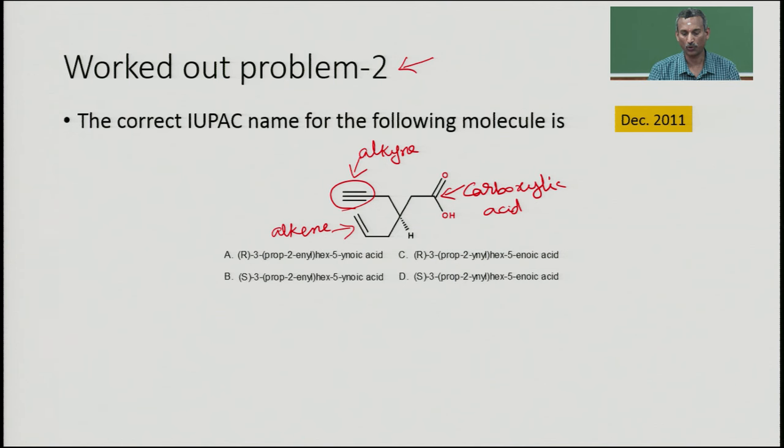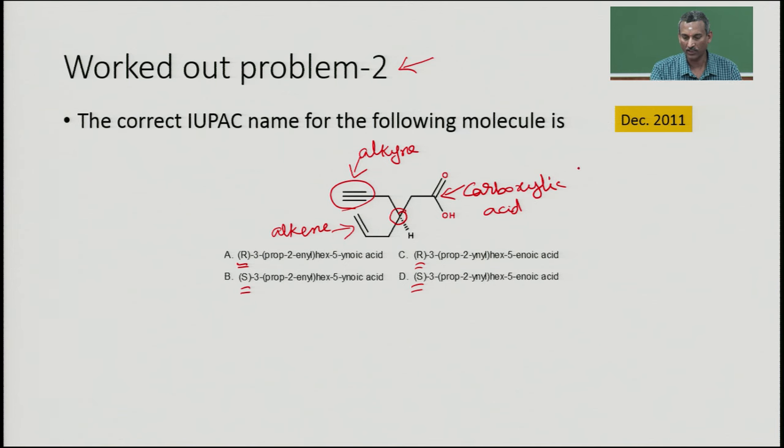So, when we are going to name this compound, we have to include all the functional groups in this particular one. So, let us look at what are the different names given here. And of course, there is a chiral center in this particular molecule. So, we also need to assign whether it is a R isomer or an S isomer. So, if you look at the name given, A is R 3-prop-2-enyl hex 5-ynoic acid, and B is again R and S only, the configuration difference is there, the name remains the same. And if you go to C, this is R 3-prop-2-enyl hex enoic acid. So, we have 2 different names.